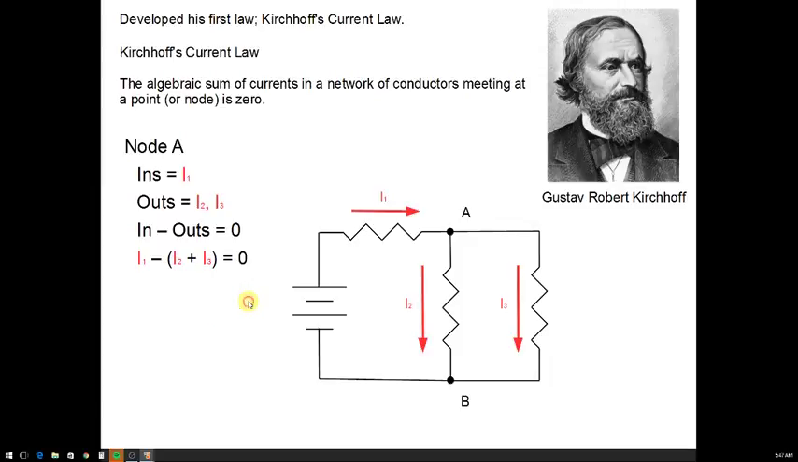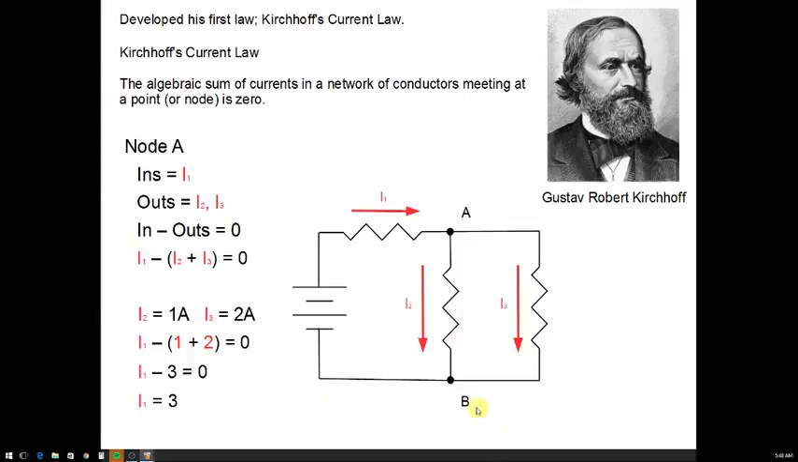Let's see how this works. For I2, referenced in this direction, I have 1 amp. For I3, referenced in this direction, I have 2 amps. So I sub 1 minus the quantity 1 plus 2 must equal 0. So I1 minus 3 must equal 0. For that equation to work out, I1 would have to equal 3 amps. Okay, so that makes sense. We have 3 amps coming into this branch, and we have 3 amps going out.